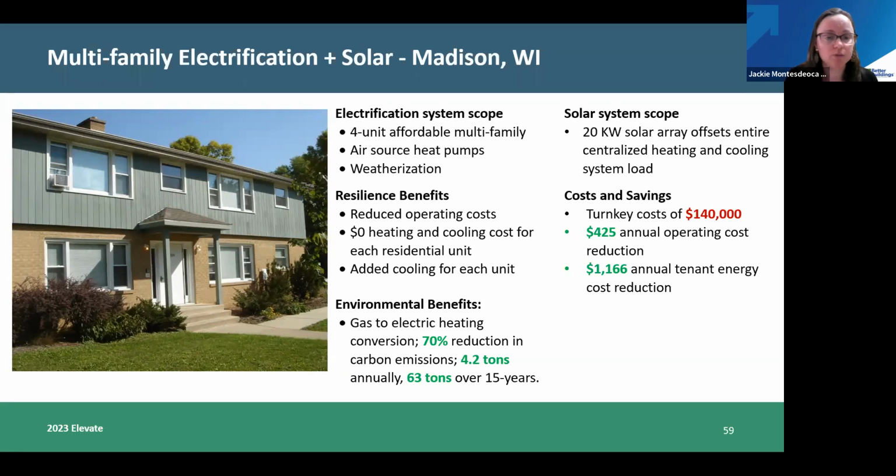And so the benefits are going to be reduced operating costs, zero heating and cooling costs for tenants, adding cooling for resiliency as well as comfort. And then a good amount of reduction in carbon emissions and the opportunity to look at solar. So let's go to the next slide to break this down a little bit more.